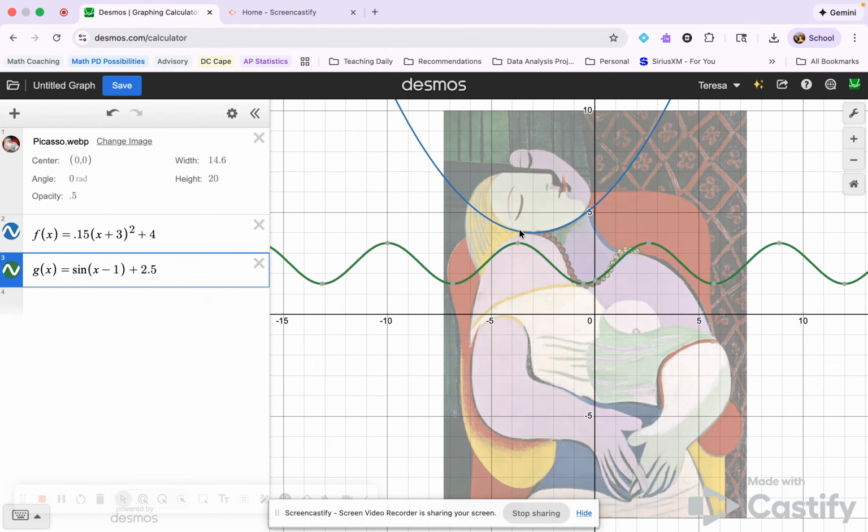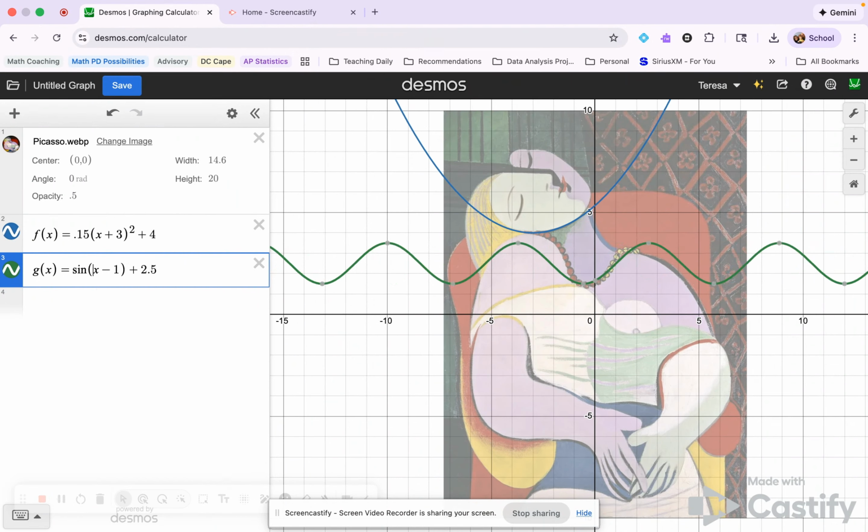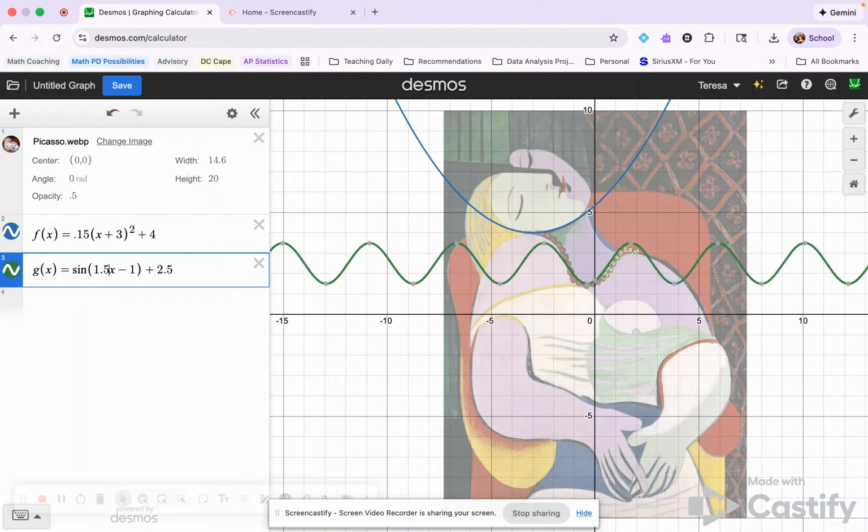I need to make these waves thinner. So in order to horizontally compress, I'm multiplying directly to the x by something bigger than 1. So if I start with like a 2, ooh, that might be a little too much. So I can always go less than that, maybe like a 1.5. That's getting there.